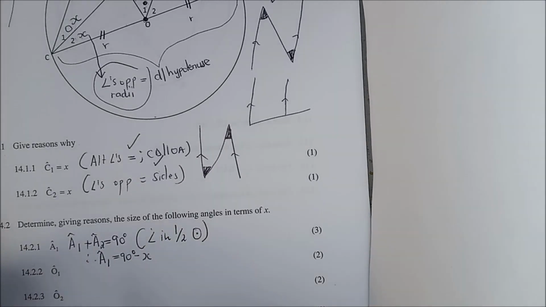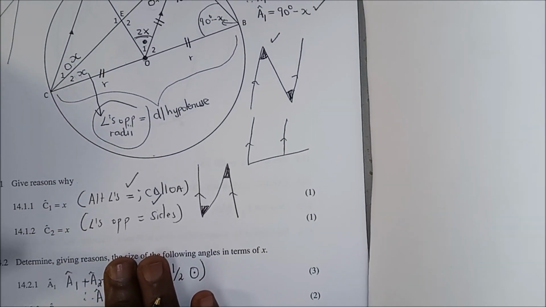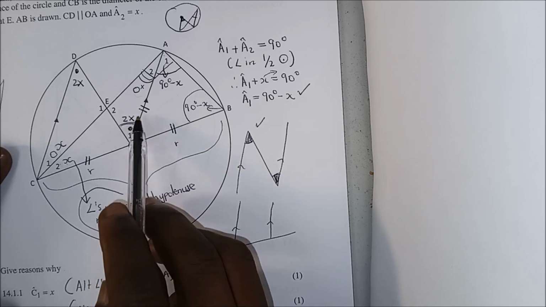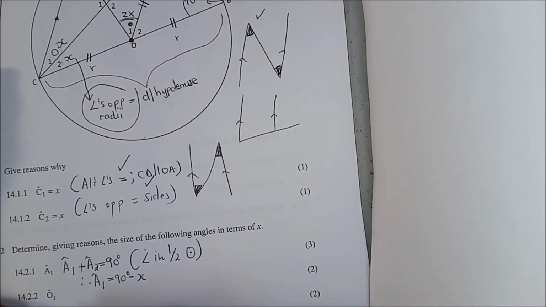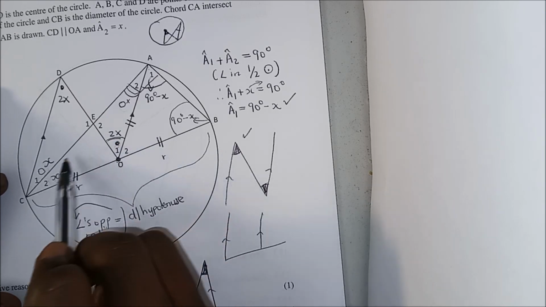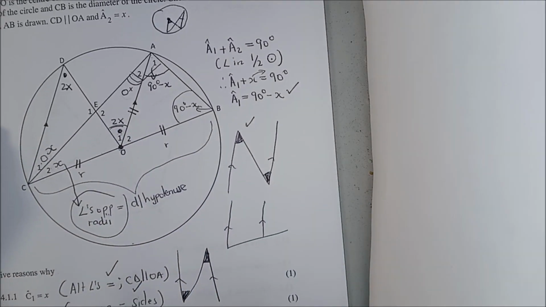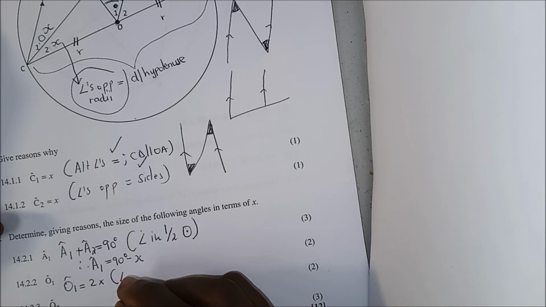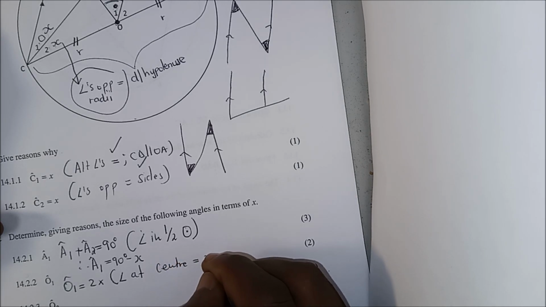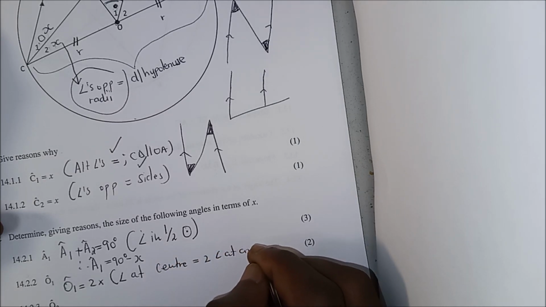Now, coming to O1, let's look at O1. Didn't we say that O1 is 2x? You see, it helps to fill in the information. So O1 is equal to 2x. Then what was the reason? Because we have that center theorem, angle at center is twice angle at circumference. So that's why we said that O1 is equal to 2x. So the reason will be angle at center equal twice angle at circumference.